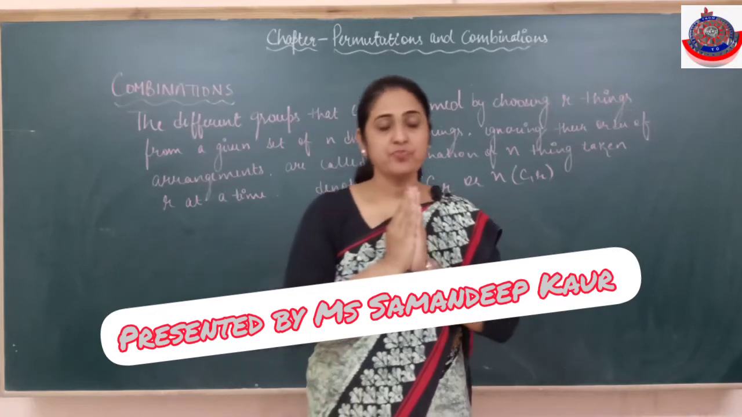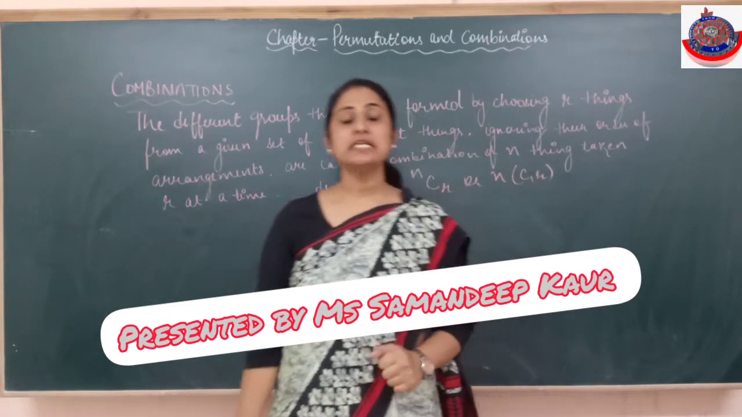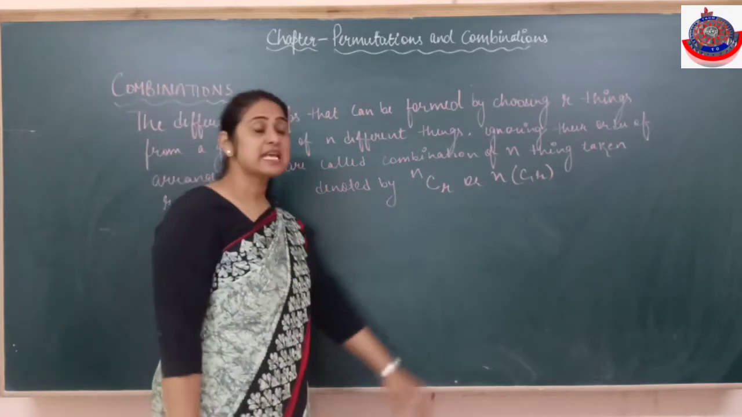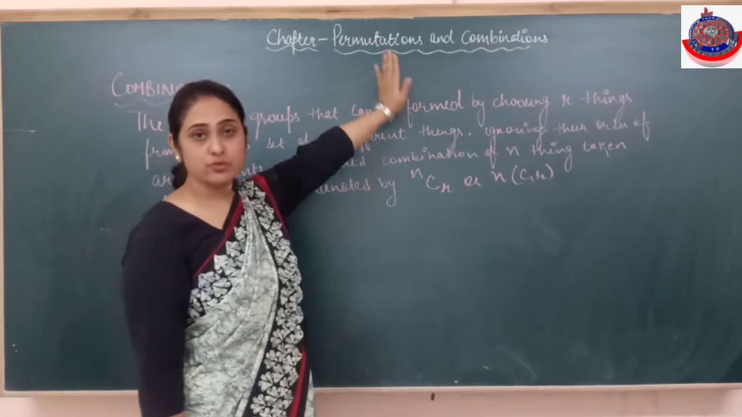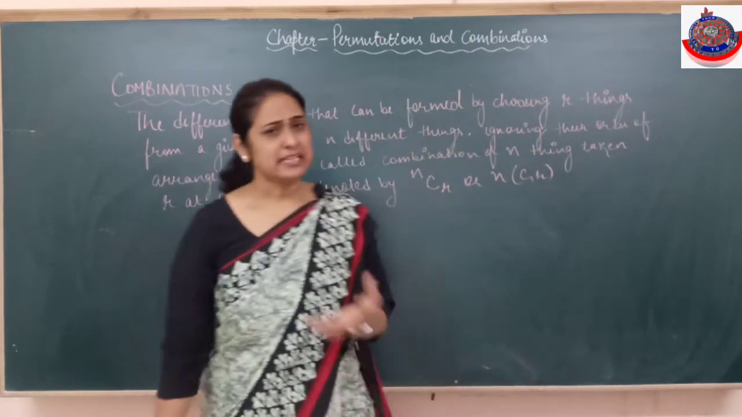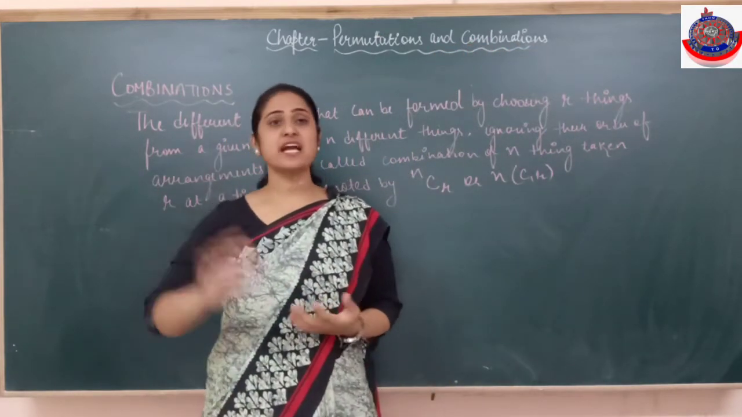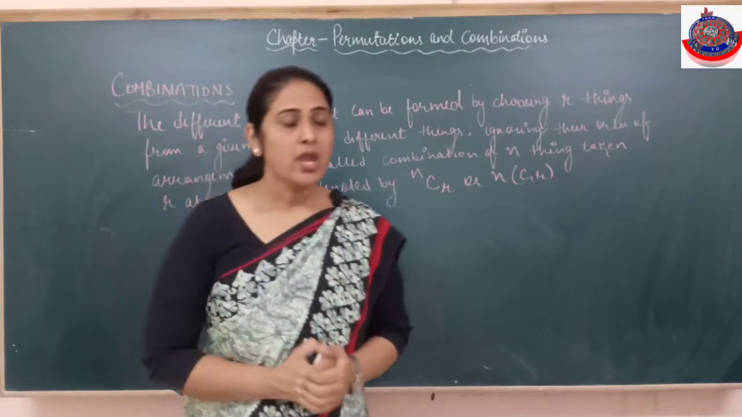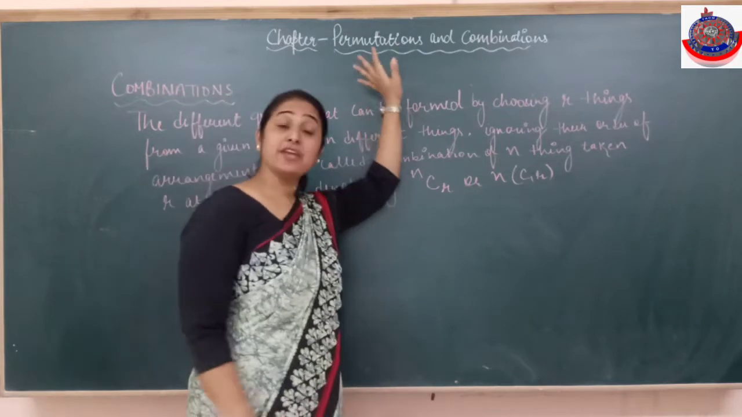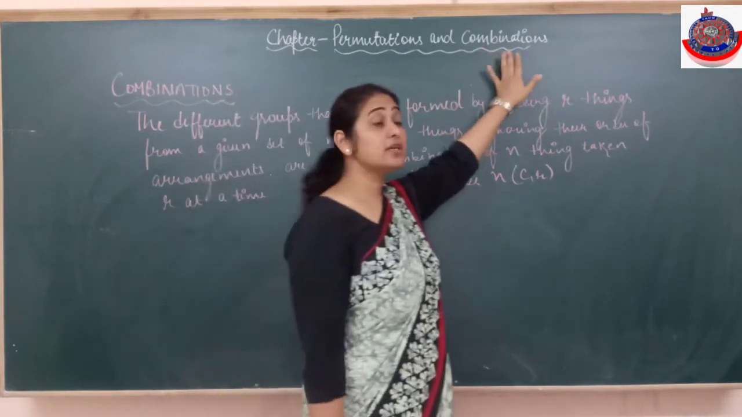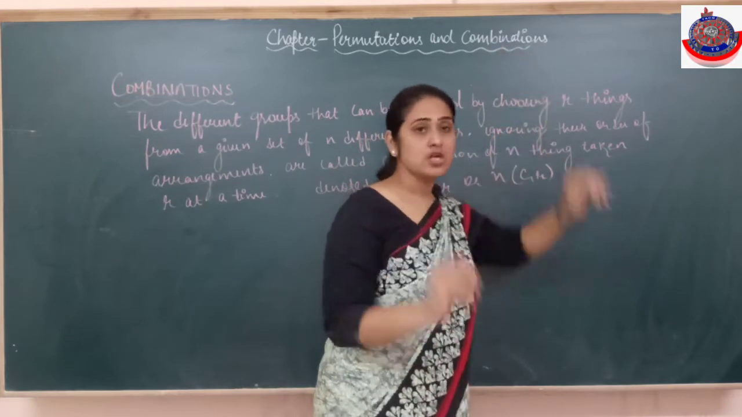Namaste students. Today we are going to start with the next topic of the chapter, permutations and combinations. As you know, we have finished with our permutations, so the next part of the chapter is combinations. Nothing new for us. When we started the chapter, we did the difference between permutation and combination. Permutation is arrangement, combination is selection, where the order of that selection does not matter.